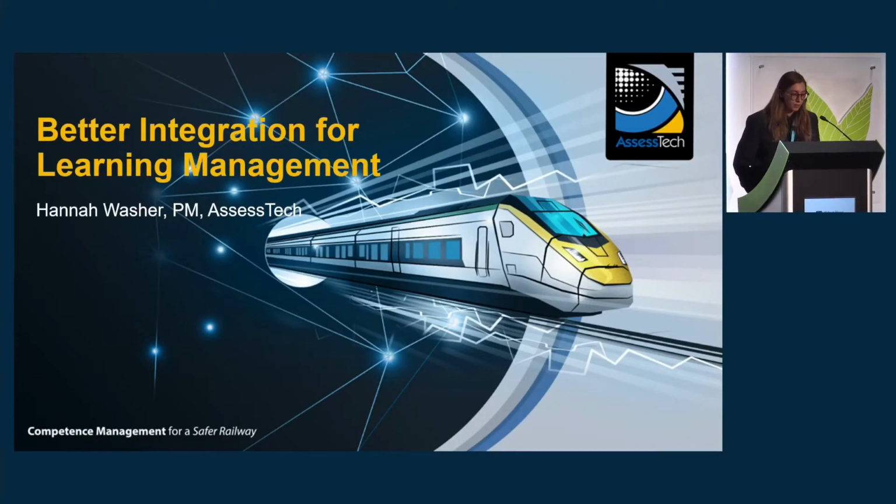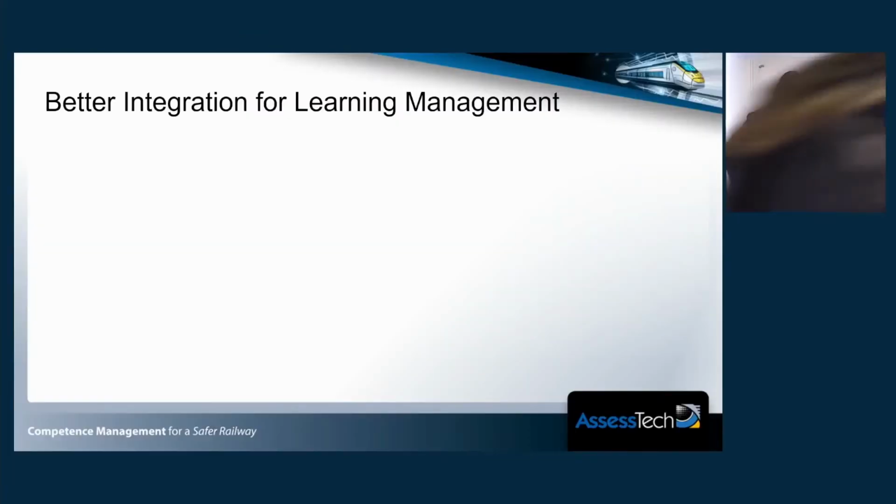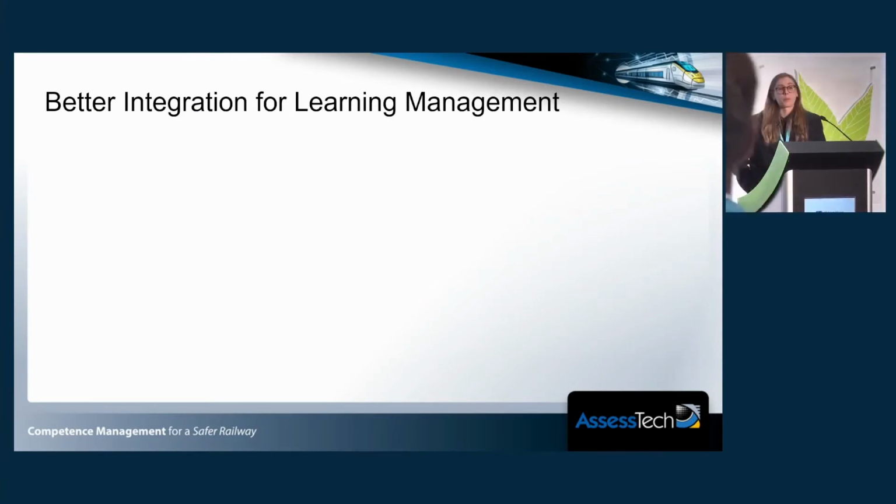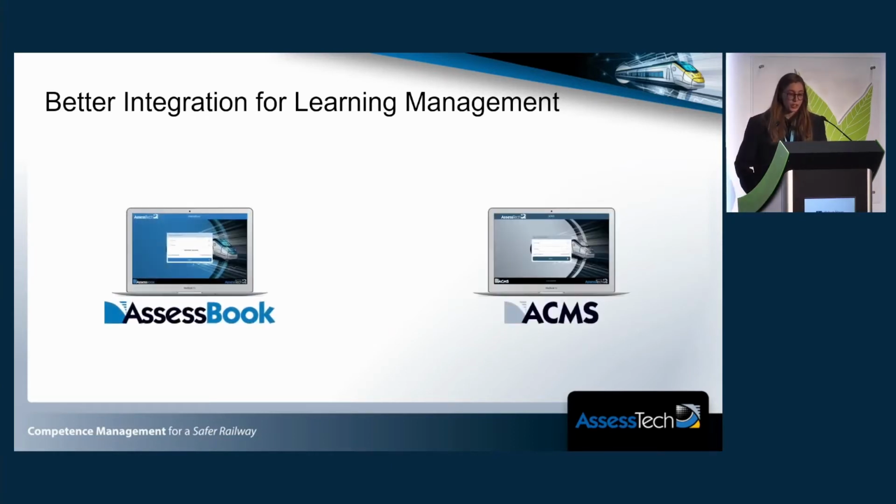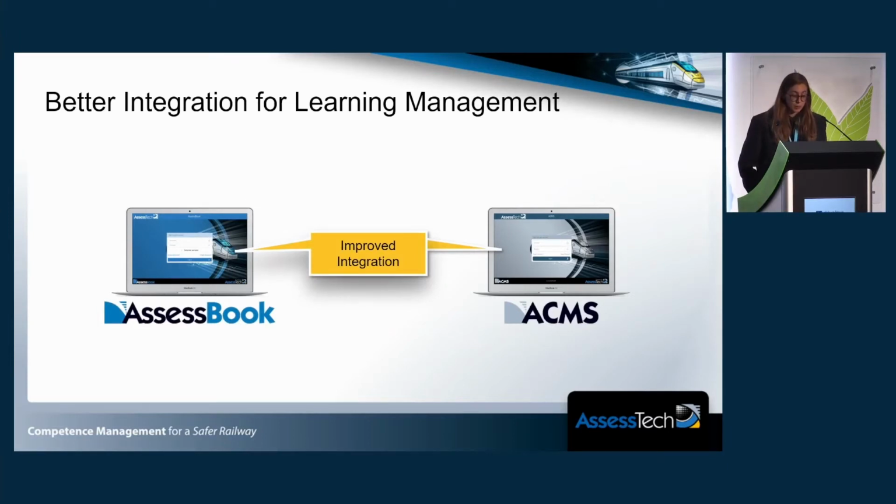So, better integration for learning management. So far this morning, we've principally dealt with integration from the perspective of ACMS, integration within ACMS. However, it's important that we look at this towards external systems as well. And as we have a learning management system within our own product suite, it makes sense for us to start there. So strengthening the relationship between ACMS, our competence management system, and Assessbook, our learning management system, is a key area in which we think we can develop.